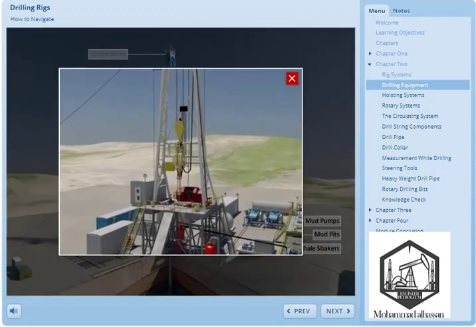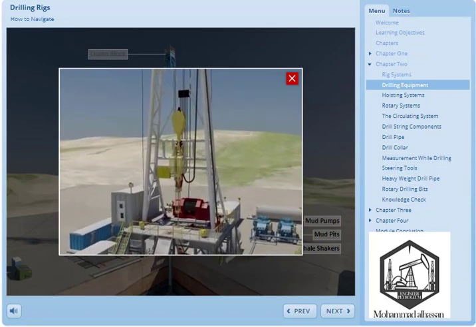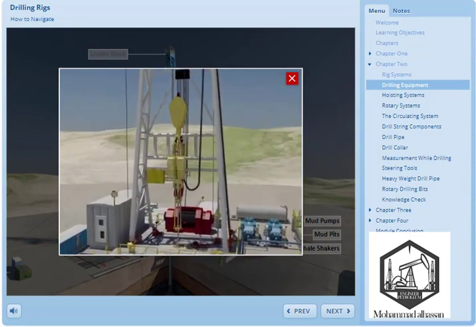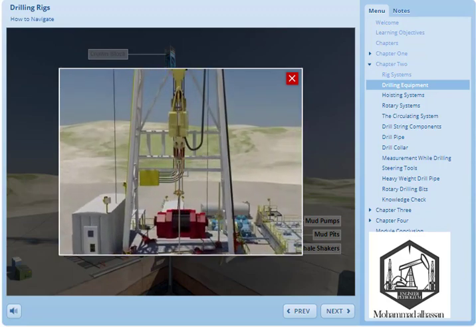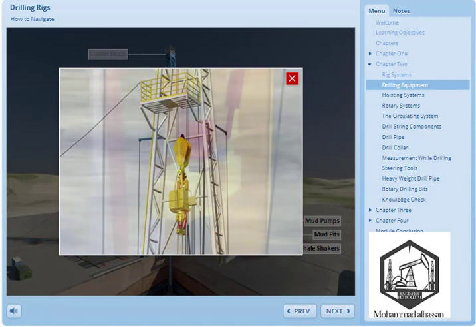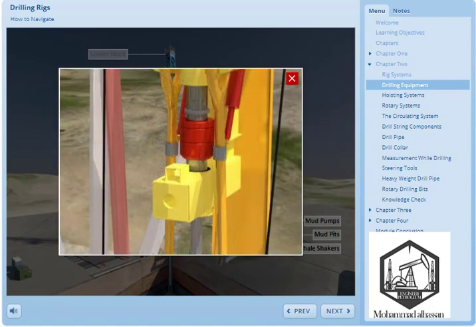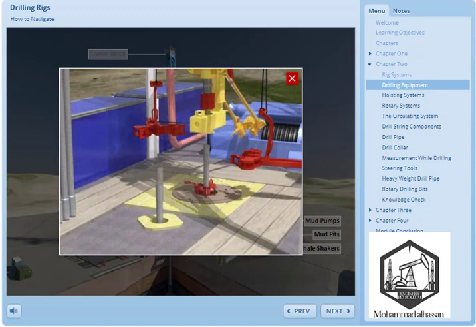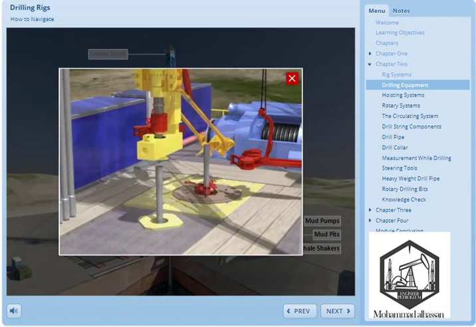Top drive. The top drive is a powerful electric or hydraulic motor that hangs from the travelling block and rotates the drill string. It enables drilling with 3 joint stands instead of single joints of pipe, and quick engagement of mud pumps.